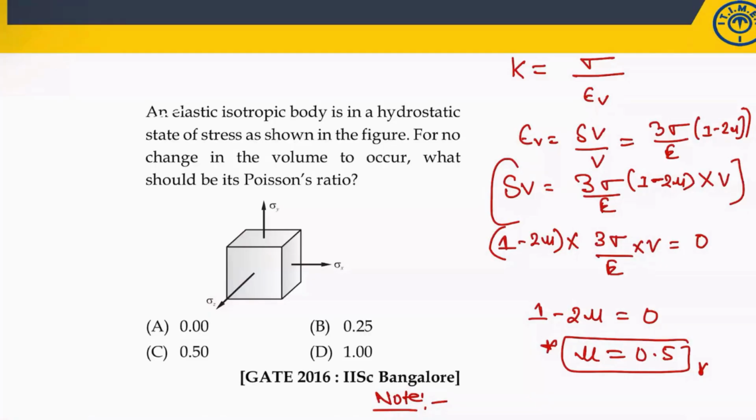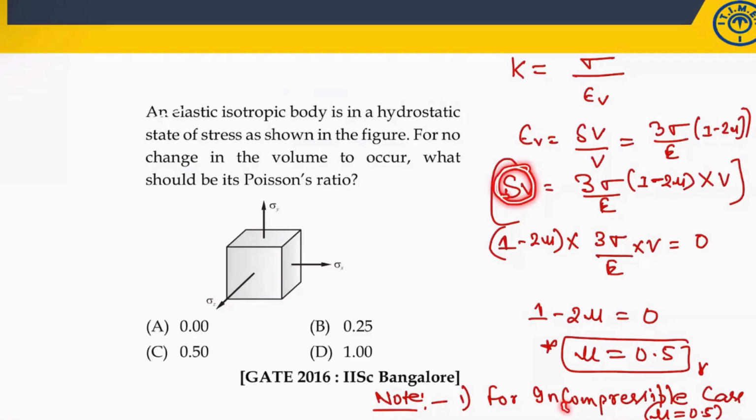That means whenever they mention the incompressible condition, in that case also the Poisson's ratio value is 0.5. Because incompressible means you cannot compress, that means there is no change in volume. No change in volume means again this value will be 0, so the mu value you will get is 0.5. Okay. So what is the correct answer for this question? See, so these types of questions they are framing.